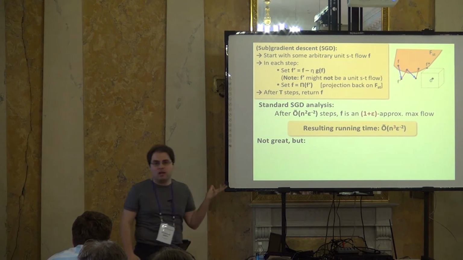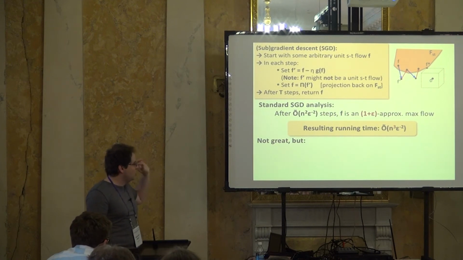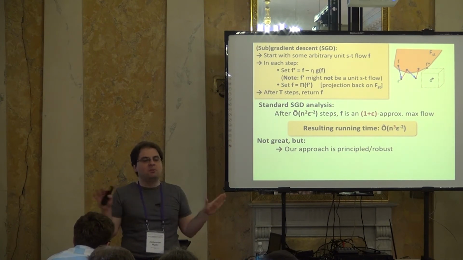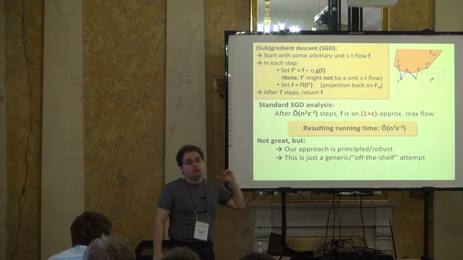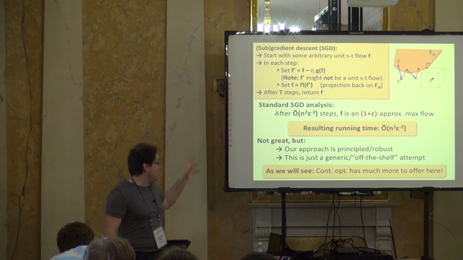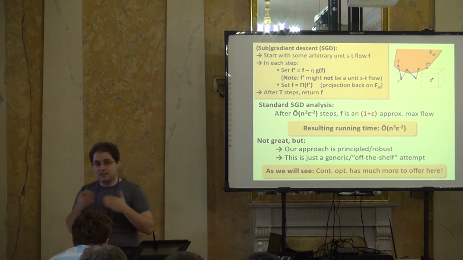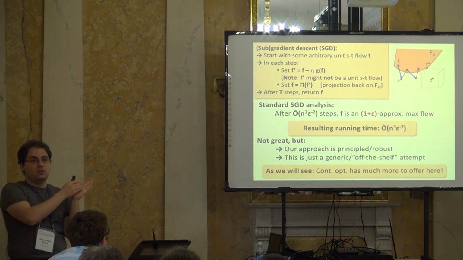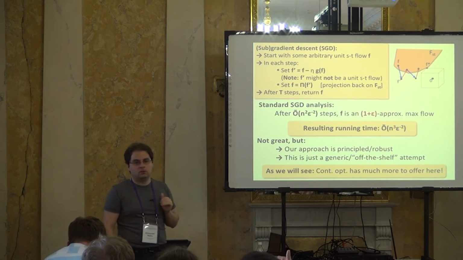In particular, we know that we can do n to the 3 halves and get an exact answer. But what I want you to do is look beyond that. First of all, what is really important here is that our approach was completely principled and robust. It was completely automatic. We didn't have to think at almost any point about what we were doing, and there's great value in that. Second of all, this was really the most generic and off-the-shelf attempt. Once you know this is the problem you want to solve, continuous optimization has a lot of techniques to speed up this convergence. And as we will see, once you use these techniques, which are again quite general, you can just see which one of them applies, and you will get a significant speedup.